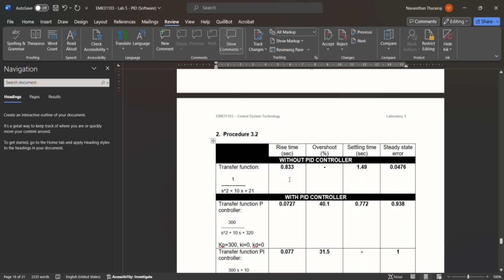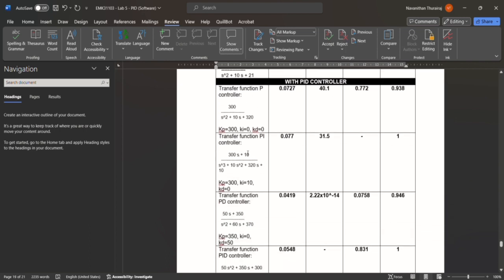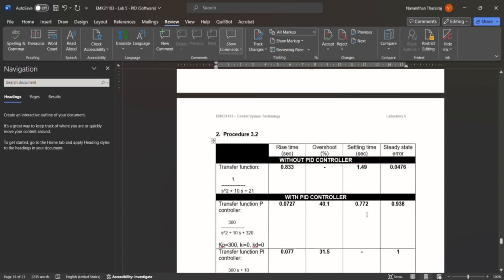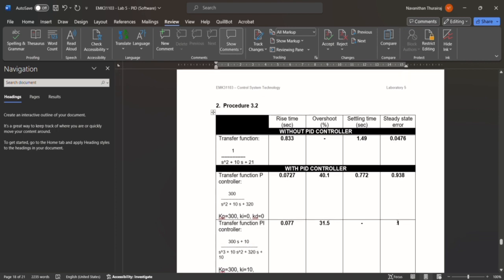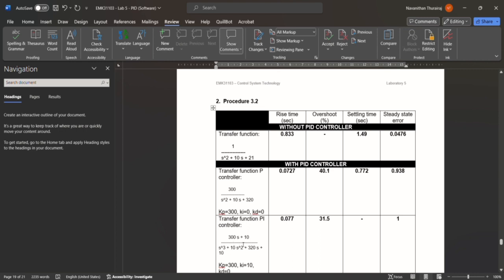The rise time is 0.833, there is no overshoot, the settling time is 1.49, and the steady state error is 0.476. This is for without the PID controller. And with the P controller, for this transfer function the rise time is 0.0727, the overshoot is 40.1, the settling time is 0.772, and the steady state error is 0.938. For this transfer function, whereby 300s plus 10, the rise time is 0.077, the overshoot is 31.5, the settling time is none, the steady state error is 1.